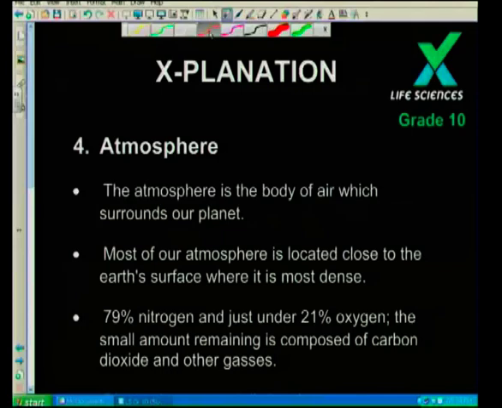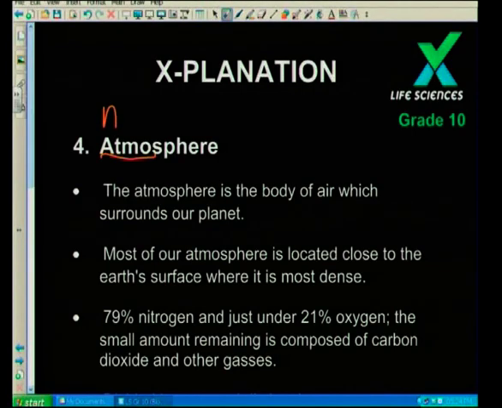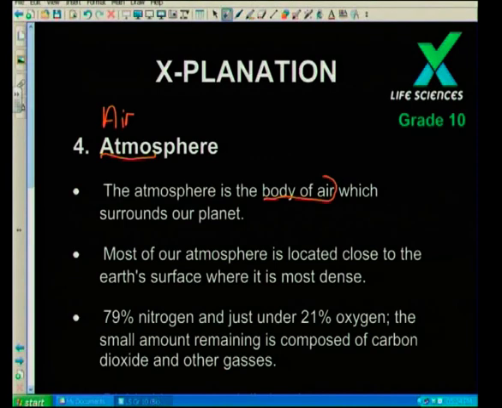Right, atmosphere, as we know now, is air. Right, so it's the layer of air that is around the earth. That is the air that you and I breathe so that we can be alive. So it's a body of air which surrounds our planet. Most of our atmosphere is located close to the Earth's surface where it's most dense. So close to the surface, the air is more dense, and that is the air that we inhale every day.